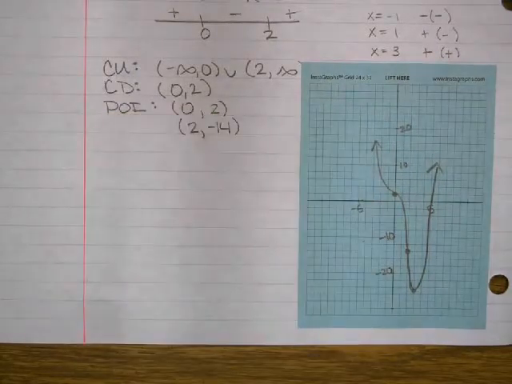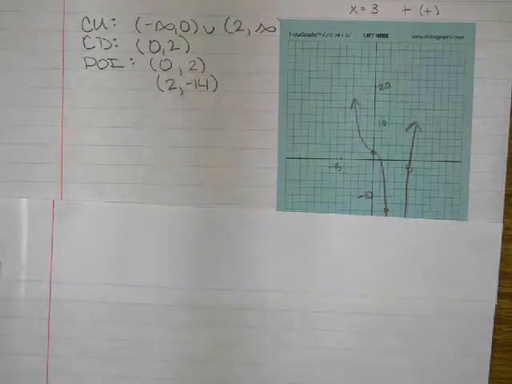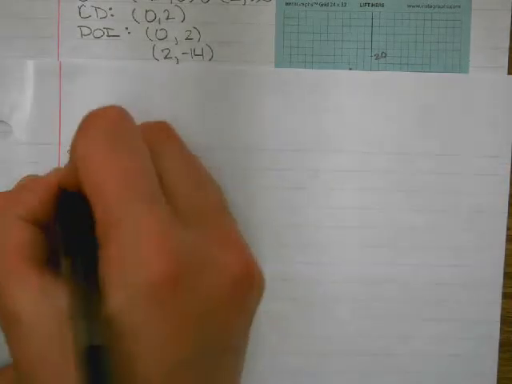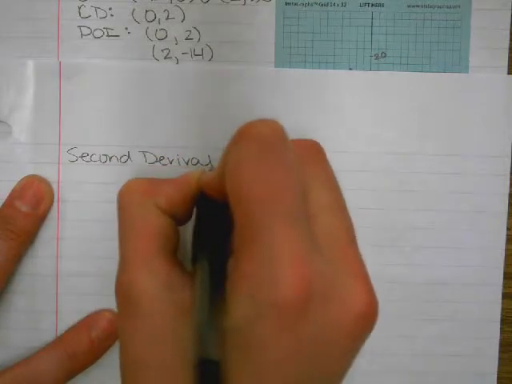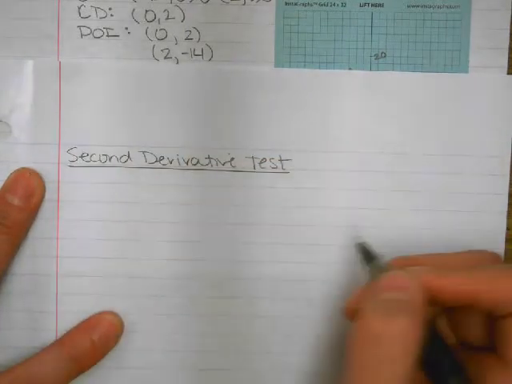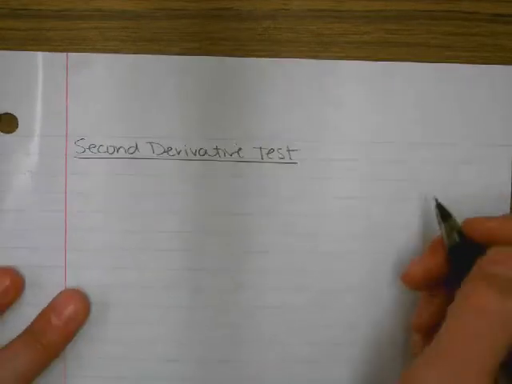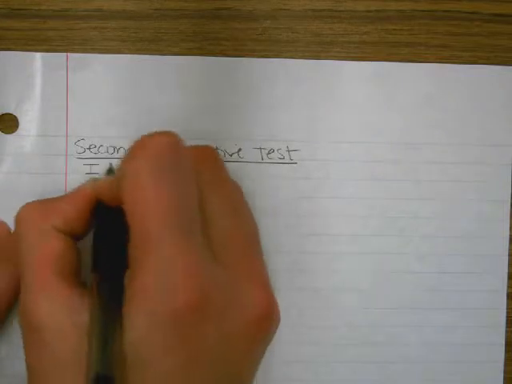Alright, we have just one more thing you're going to add to your notes, because if we have a first derivative test, it only makes sense for us to have a second derivative test as well. So here is the second derivative test. If you look back at your notes, the first derivative test was a way for you to find a maximum and a minimum. So the second derivative test is also a way for you to find the local max and local min.